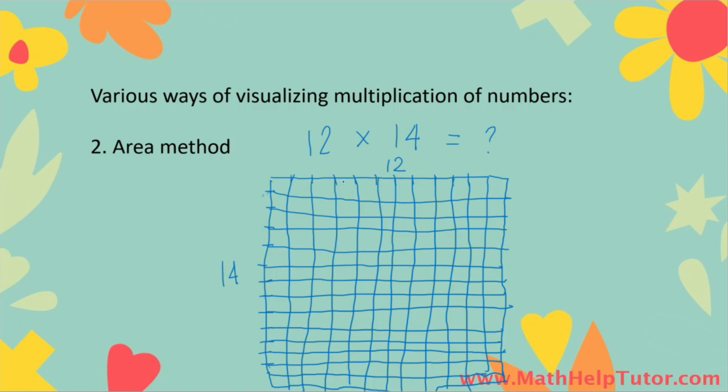Now, if we count all the blocks or all the squares that are inside this figure that is 12 squares long and 14 squares high, all in all, it has 168 squares in it. So 168 is the area of this rectangle, meaning that is the number of squares inside this figure. And that is also the answer to the question 12 times 14, which is 168.